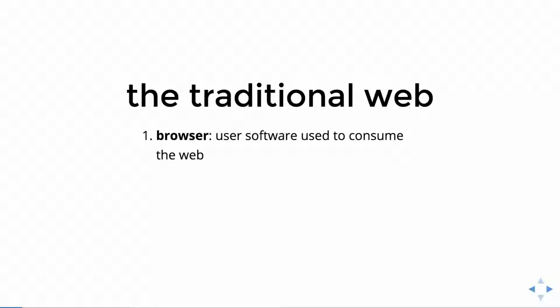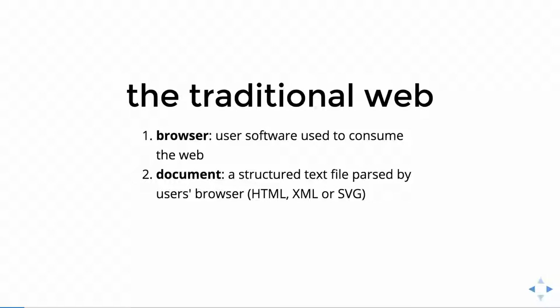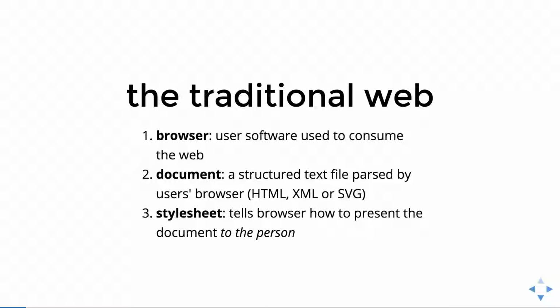So on the traditional web, as it started off, we really talked about documents and a browser. A browser is software used to consume the web. There's a document. A document is just a structured text file that's parsed by the browser. Most common case is HTML, but there's also XML and SVG. All 3 of those, you can use CSS with. And then your style sheet. This is what we're talking about today. It tells the browser how to present the document to the user. This is really about presentation.